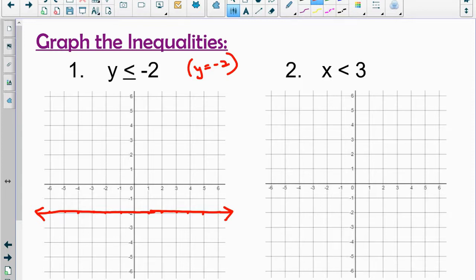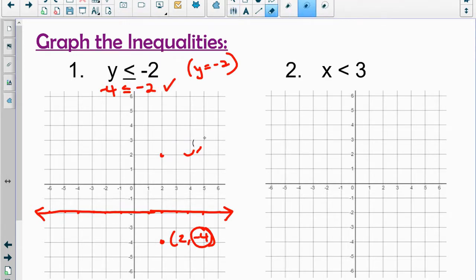So now which side do we shade? Well, if I'm looking for all the y values that are less than -2, think about your graph. You could even test a point. If you test a point up here, that's (2, 2), is the y coordinate less than or equal to -2? No, it's not. So that's not a solution. Test a point down below. X coordinate 2, y coordinate -4. Is the y coordinate less than or equal to -2? And this time it is.